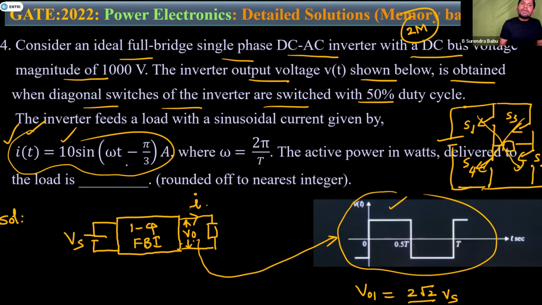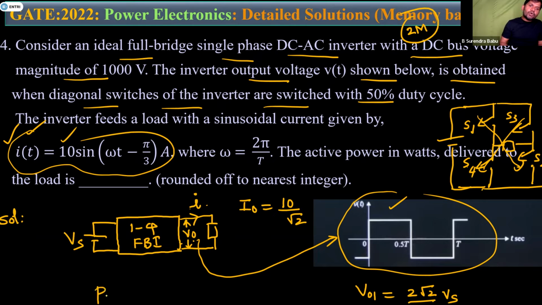V01 into I. What is I? In I also, I want to find the fundamental current. It is the fundamental only because it is sinusoidal. Sinusoidal is nothing but only the fundamental current. It does not have any harmonics. Then, what is the RMS of that current, students? That is 10 by root 2. Then, what is the output power?